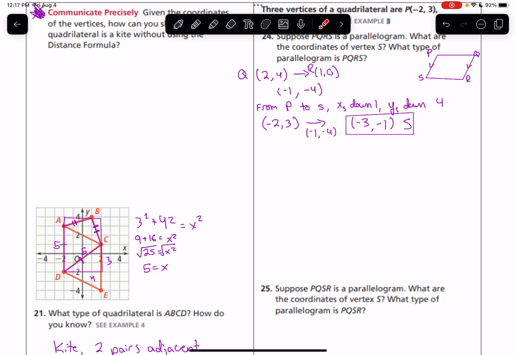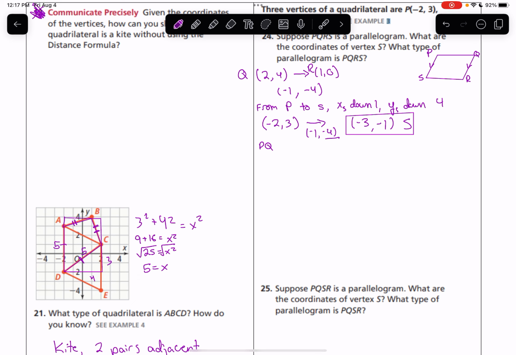We should find out whether the adjacent sides are the same length, because that could tell us some information. That could tell us whether this is a rhombus or not, if the adjacent sides are the same length. So we're going to go ahead and find the side lengths of PQ and QR. Those are some adjacent sides.